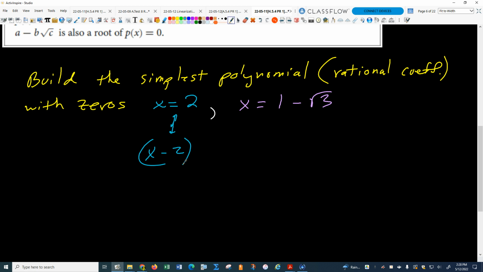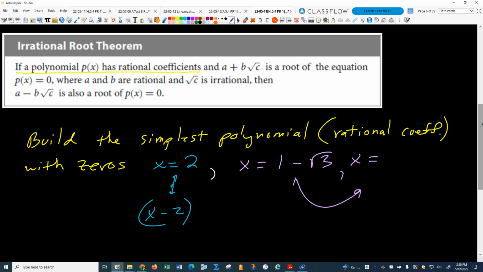But where this last theorem comes in handy is it tells me that if x equals 1 minus the square root of 3 is one of my real zeros, then can anybody tell me what another one has to be? 1 plus the square root of 3, by this irrational root theorem. And when I take both of those together, it makes it a lot easier to reverse engineer this polynomial than if I just had one of those things, right? In fact, the only way that I'm going to get a simple polynomial with rational coefficients is if I do include both of those.